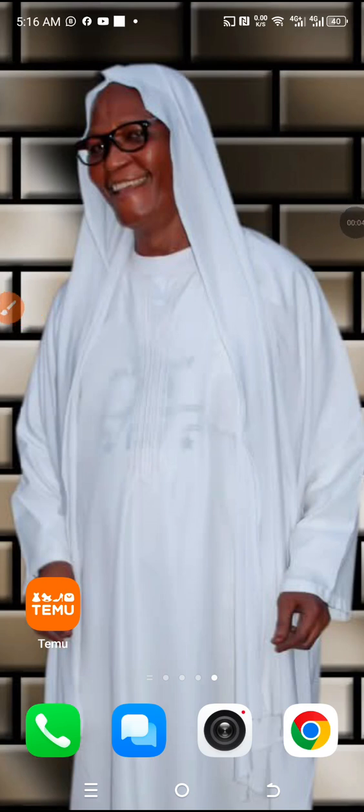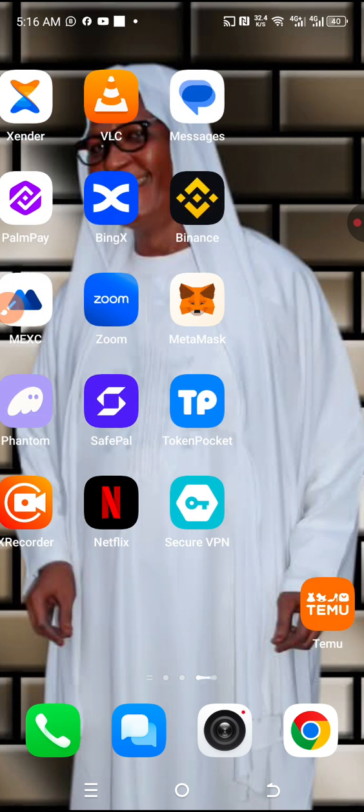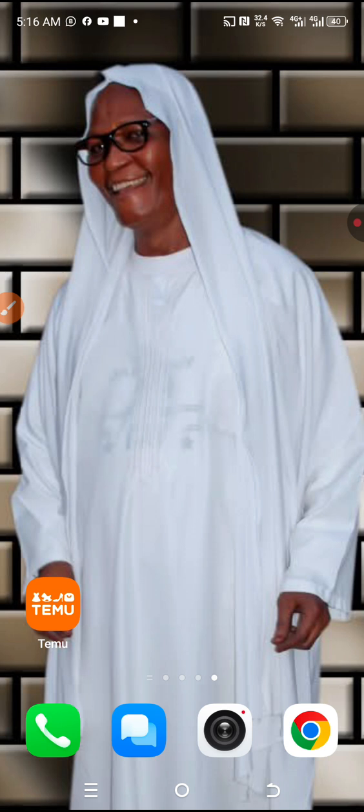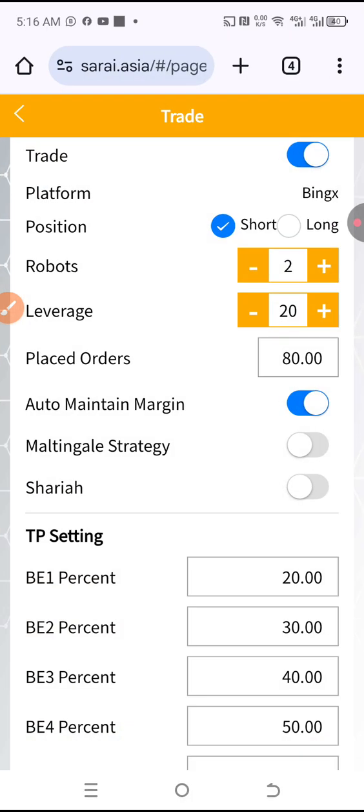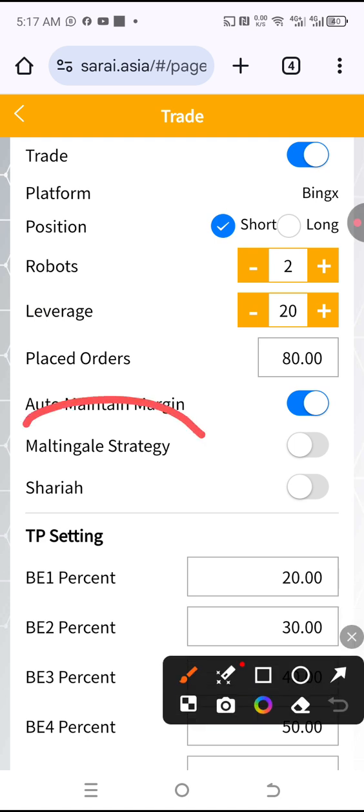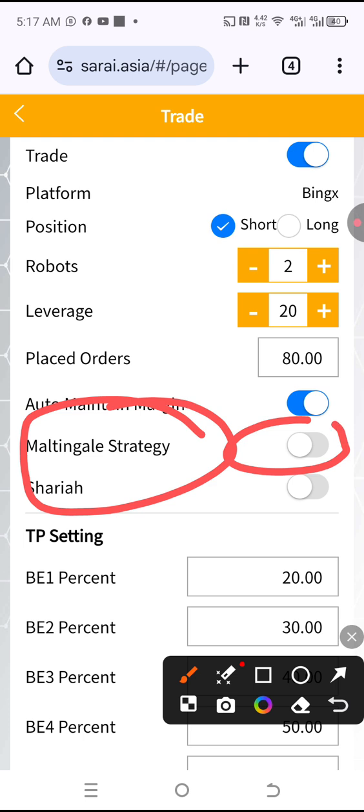In this training, we'll still be talking about crypto trading and we will be making reference to Sarai robots. Sarai robot is an awesome robot that people are making use of at this time. And in this robot, we'll be talking about the Martingale strategy. I want you to know that the majority of us who have been using robots understand Martingale or have been saying it, but let me explain in layman's language.